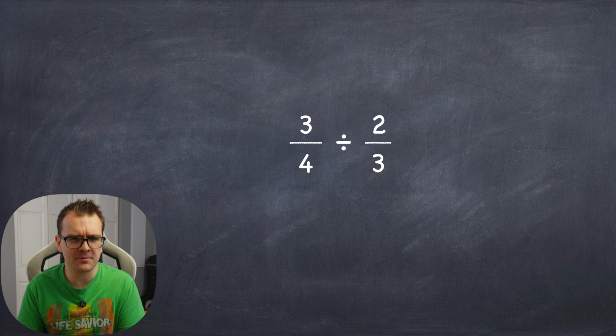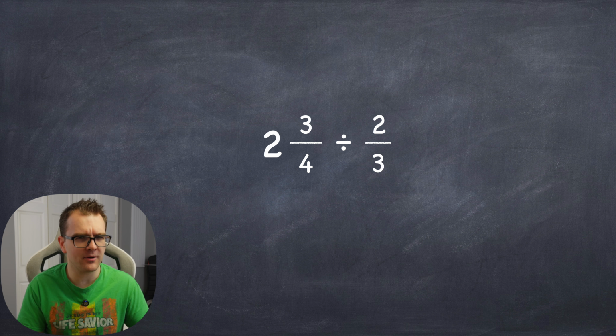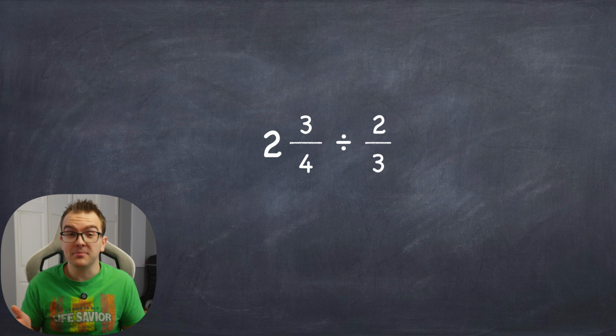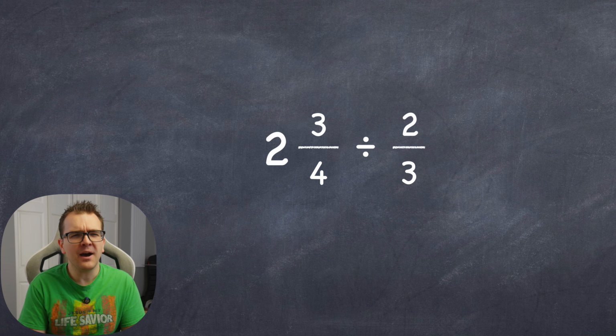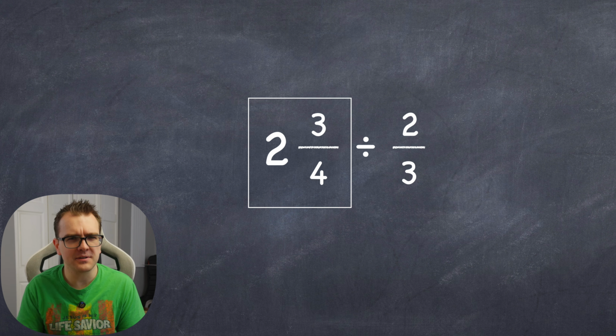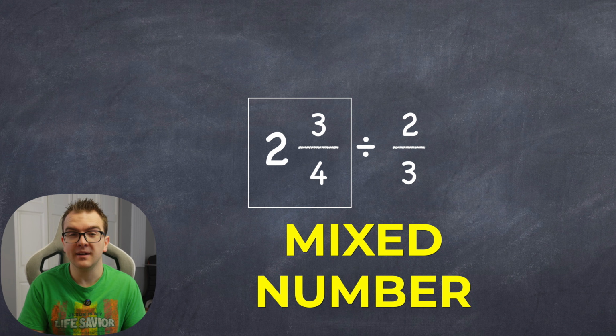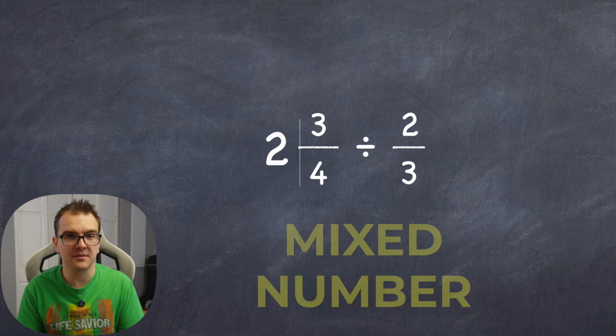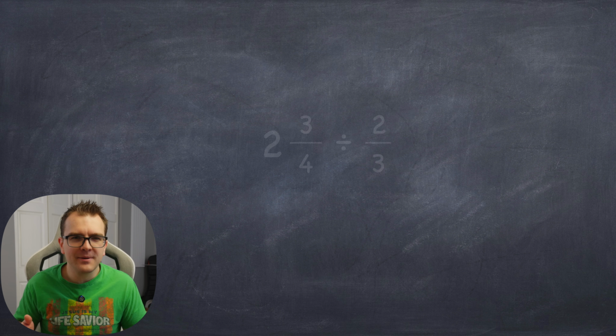But wait, the original number wasn't 3/4, right? It was 2 3/4. That's correct. So let's do that now. But now we need to change this number first, also known as a mixed number, into an improper fraction. So how do we do that?